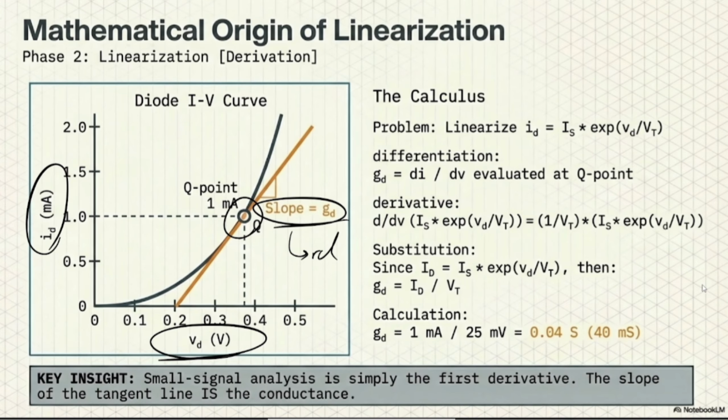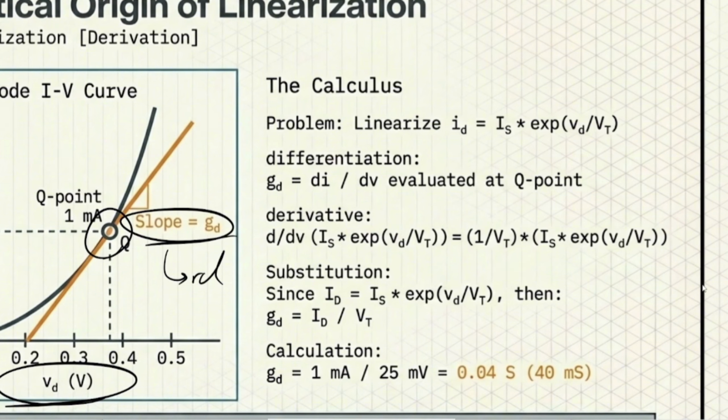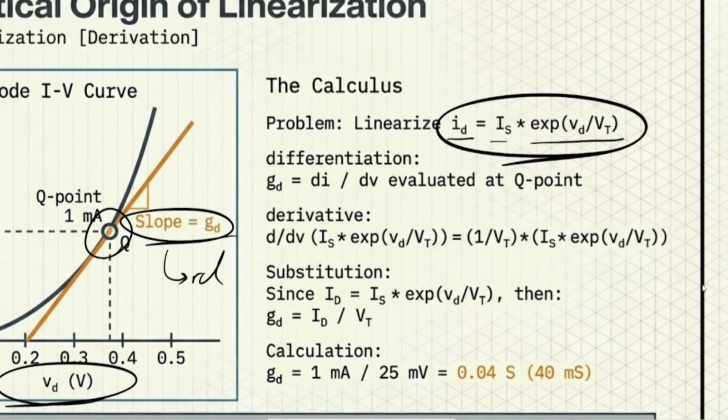Imagine that I have a case where my ID equals IS times exponent of VD divided by VT. This is the formula that we talked about last time. So we are going to talk about the differentiation. The GD is dID divided by dVD, sorry. As you guys know, rise over run. So we are going to evaluate it at the Q point.